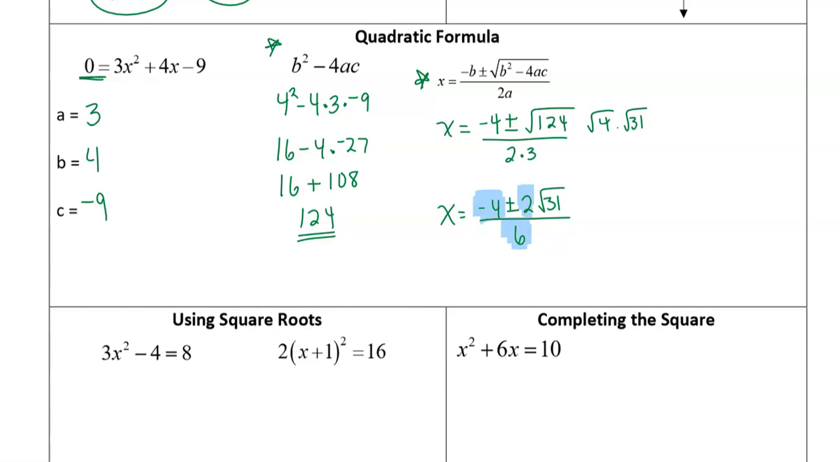And all of those numbers that you see are divisible by 2. So if we divide all of them by 2, we're going to get -2, +1, and 3. So we get x equals -2 plus or minus our 1 is not necessary in front of our square root of 31, and then divided by 3. Now this is our final answer if we're looking for an exact answer, but if we're looking for a decimal answer at this point, we want to grab our calculator so that we can plug this in.